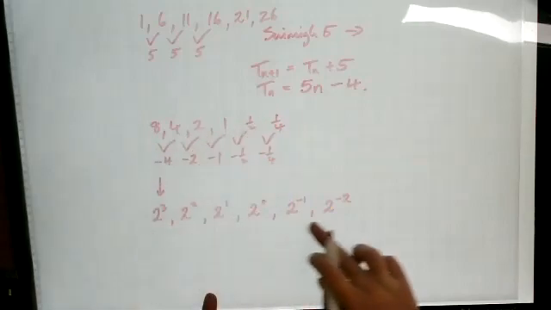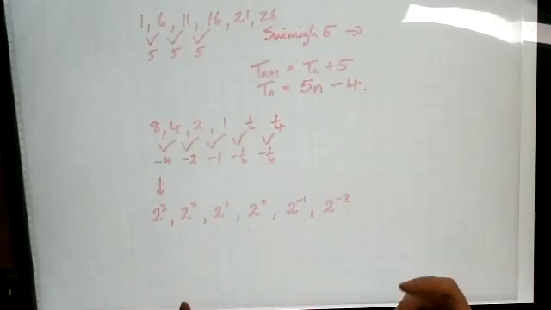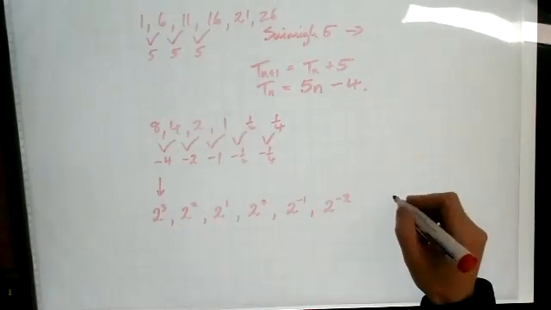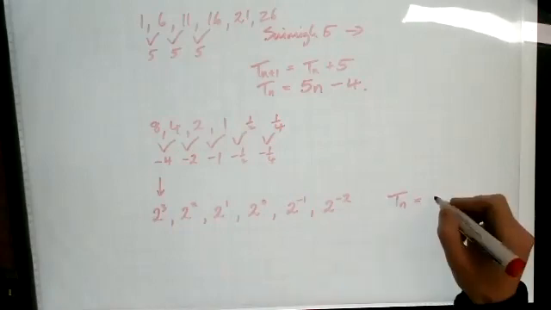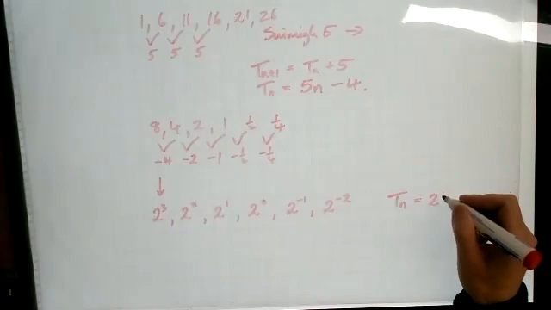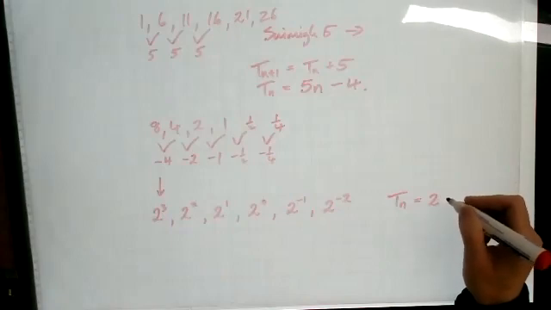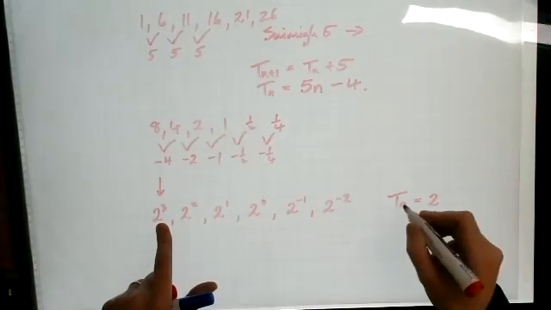So we see the pattern. So this is a geometric sequence. So it is a power of 2. So let's equal Tn, and 2 to the power of something in terms of n, so that it works out for each term.